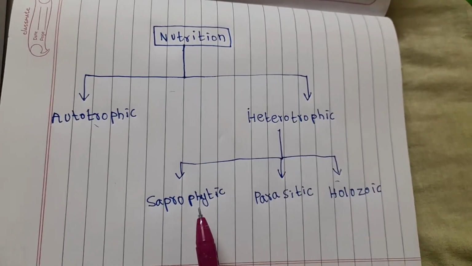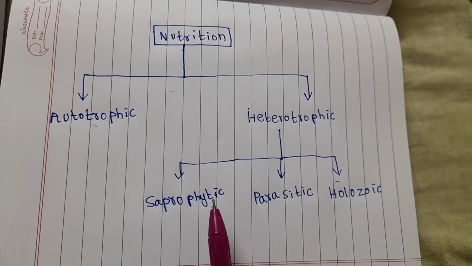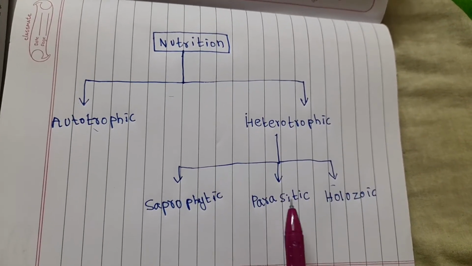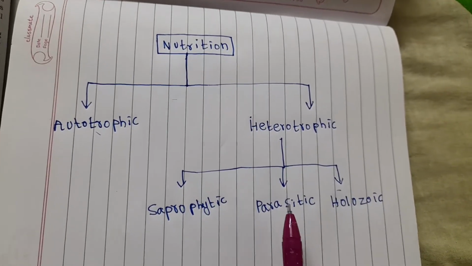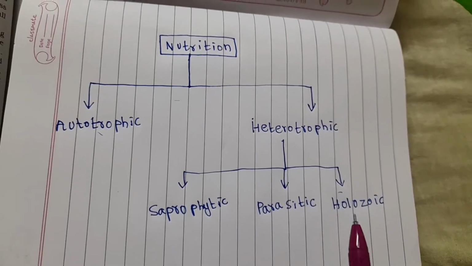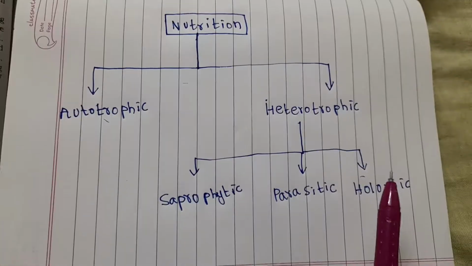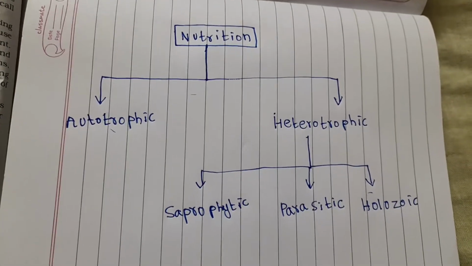Saprophytic organisms break down dead and decaying matter and take it as food. Parasitic organisms infest other organisms and take their food. Holozoic organisms take in food just like us. So I hope you are clear with the classifications. Now we can go back to the lesson.